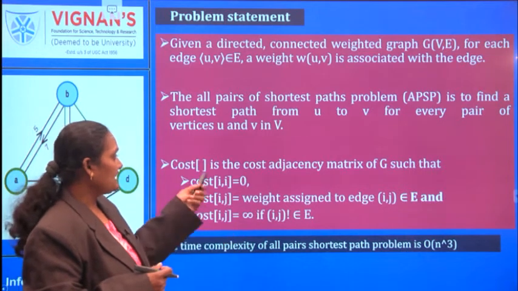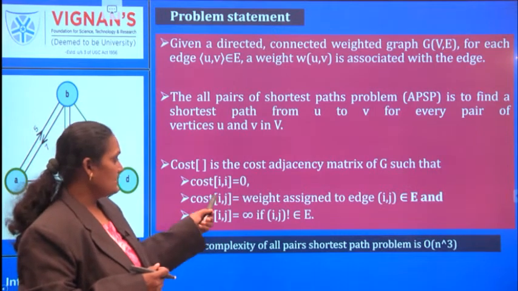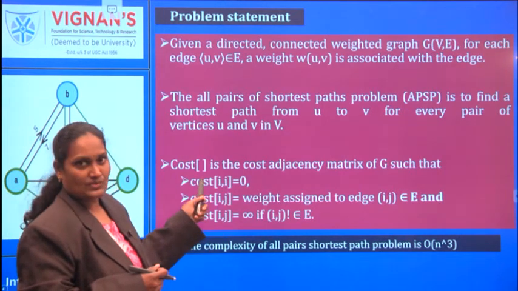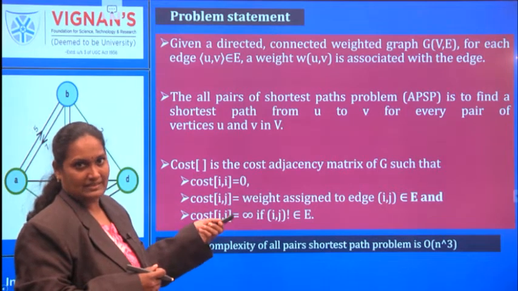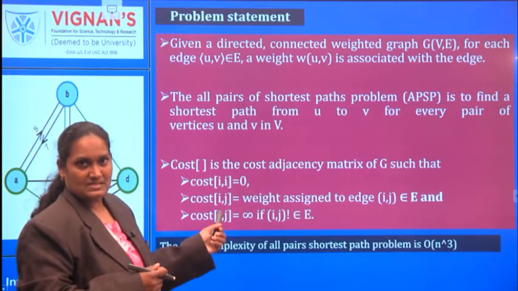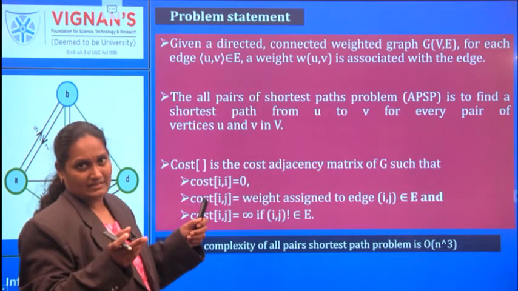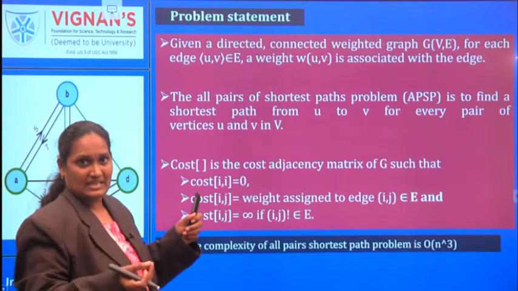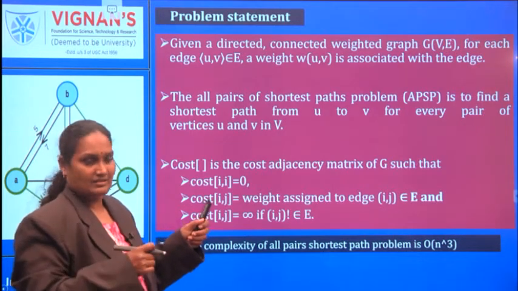So here we can represent the cost adjacency matrix with three values. Those three values are 0, infinite, and the weight assigned to the edge. Here 0 is when cost(i, i), so that is cost(1, 1), cost(2, 2), cost(3, 3), like that, cost(n, n), which becomes 0. And cost(i, j) becomes infinite if the edge is not present between the vertices i and j in the graph, and it is equal to the weight assigned to the edge, that is w(i, j), if there is an edge between the vertices i and j in the given graph.